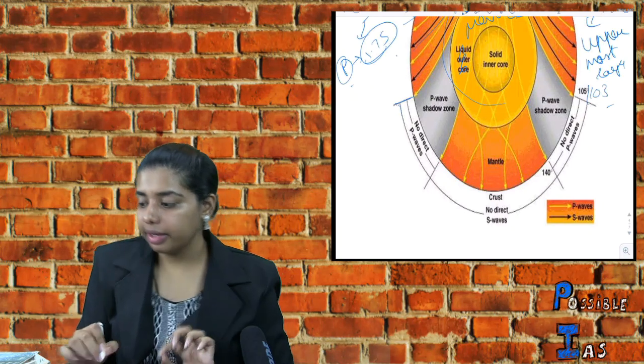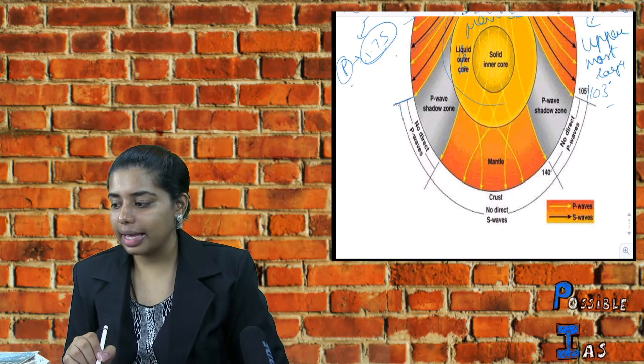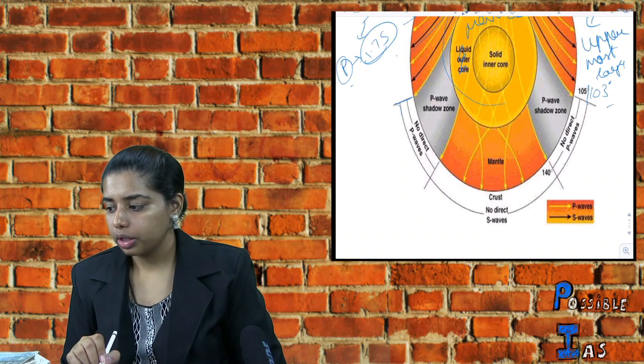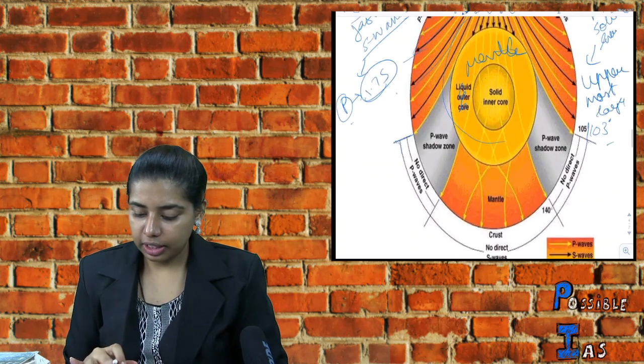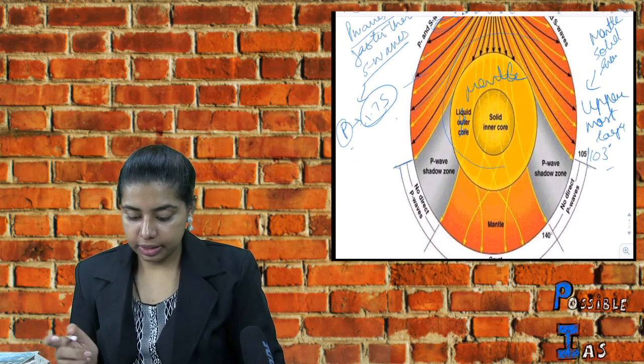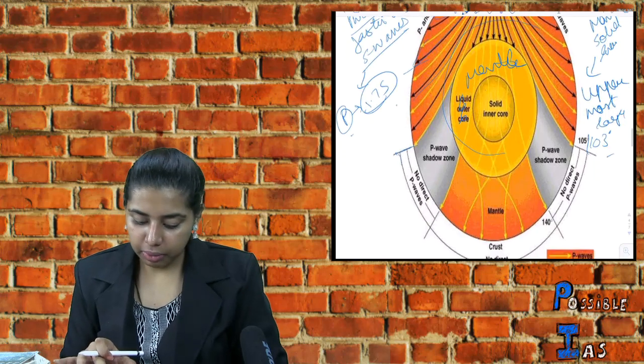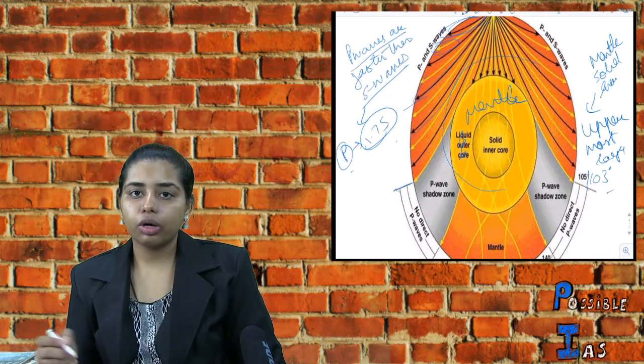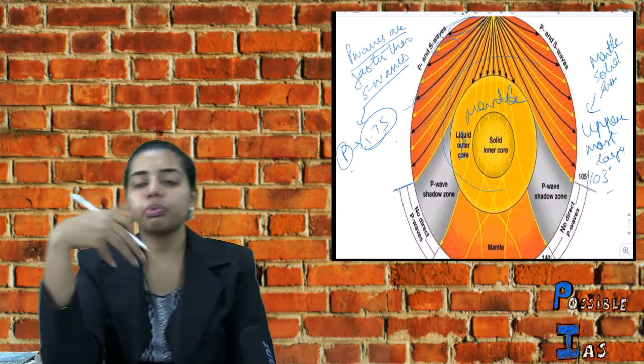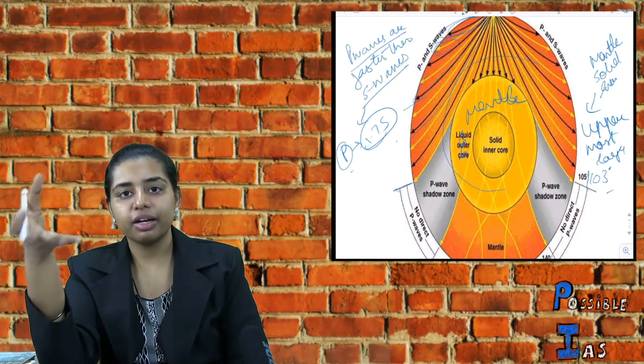The zone from 103 degrees to 105 degrees is known as the S wave shadow zone, because S waves cannot travel through liquids. Okay, so now again you see what happens. One thing is that they cannot travel. The next thing is that the waves get refracted.